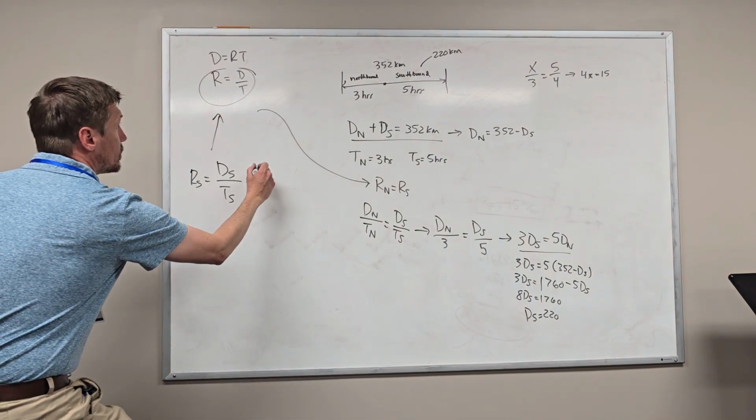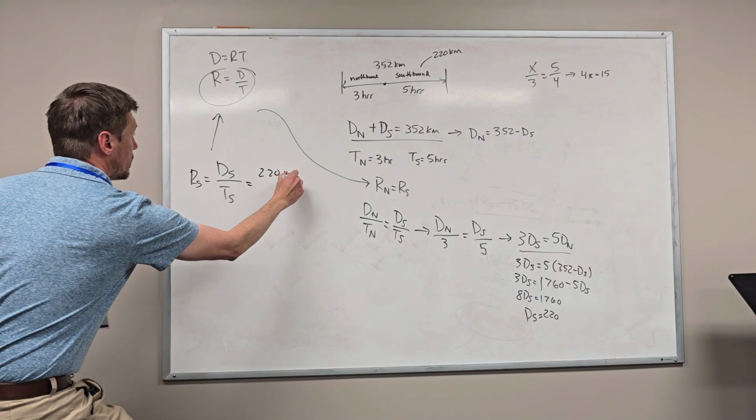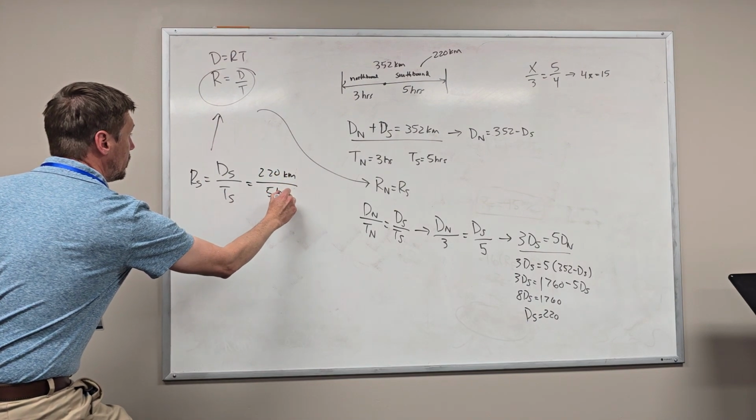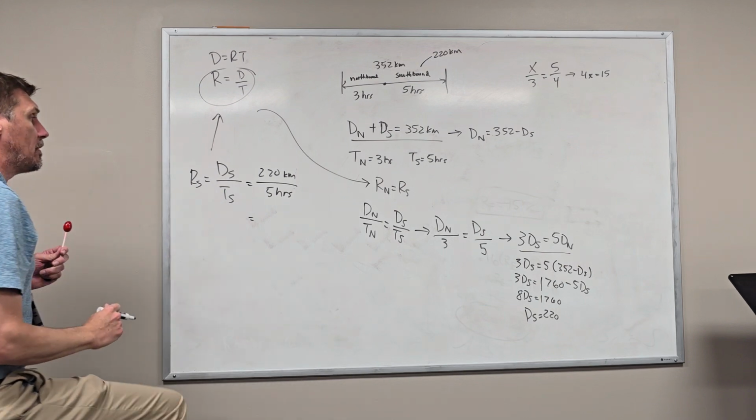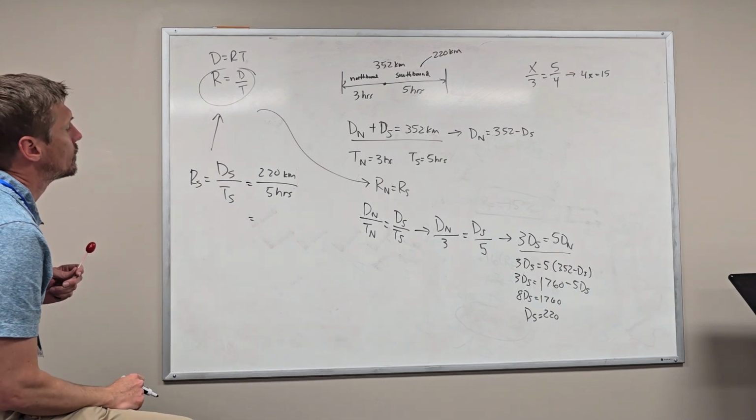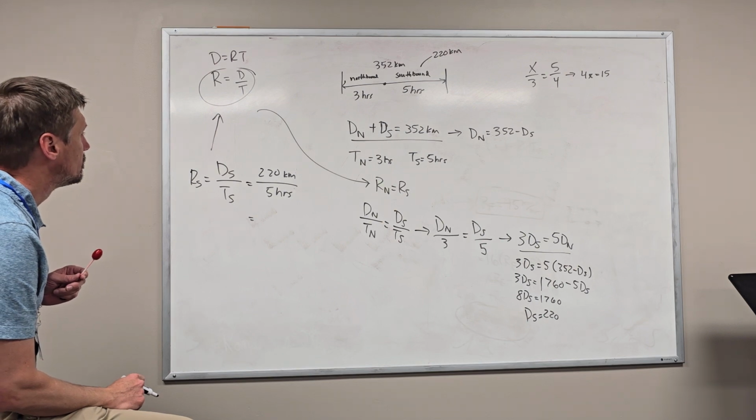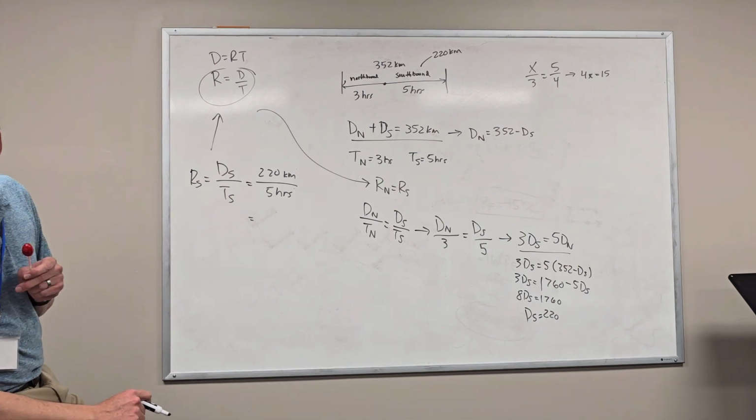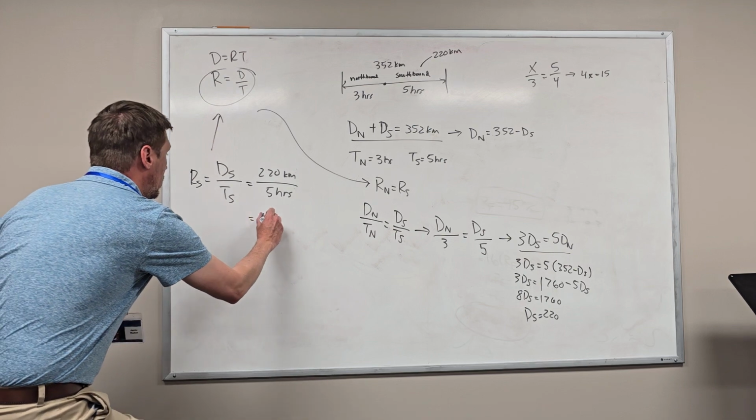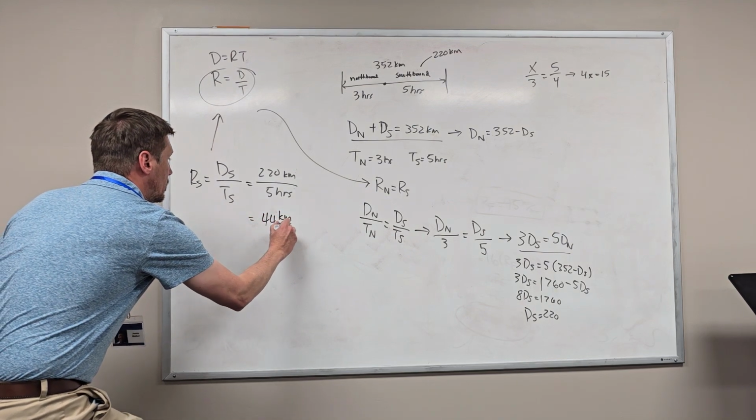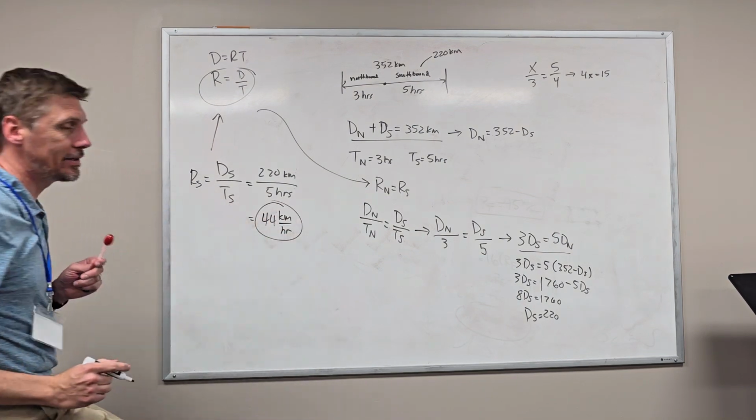So distance was 220 kilometers, time was 5 hours, so 220 divided by 5, is that 44? Yeah. Yep, 44. 44 kilometers per hour. So that was the rate of each of the buses.